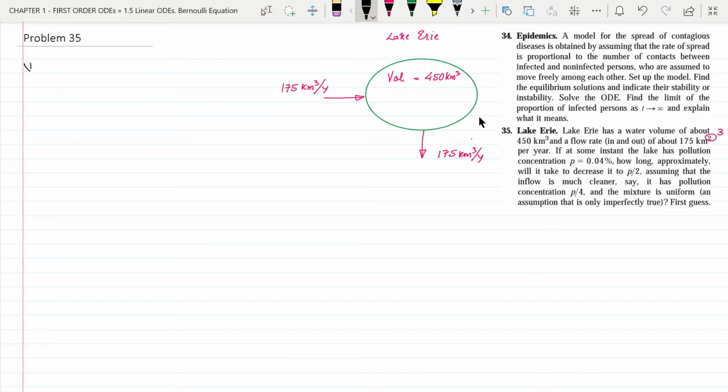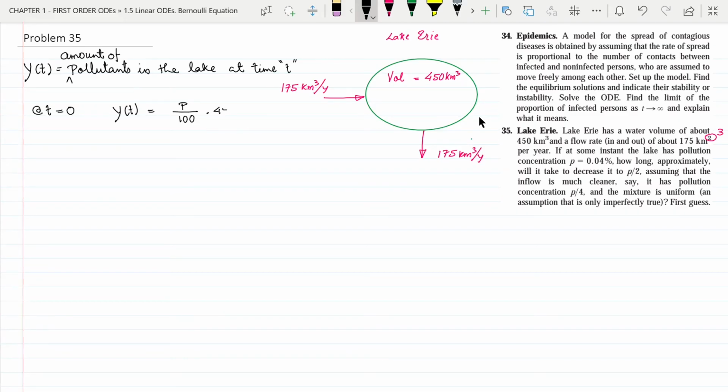Now, let us assume that y of t equals the amount of pollutants in the lake at time t. It is given in the question that at some instant the lake has a pollution concentration of P equal to 0.04%. Let us assume that at t equal to 0, the pollution concentration in the lake was 0.04%. Then at t equal to 0, y of t will be P divided by 100 multiplied by 450.